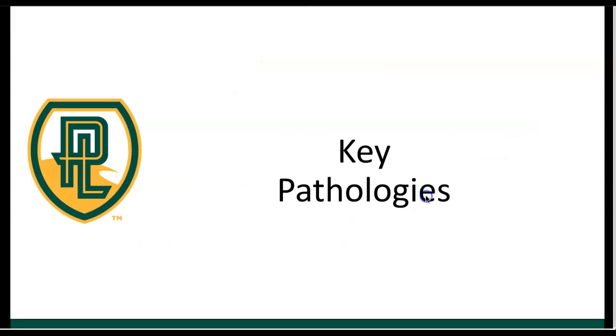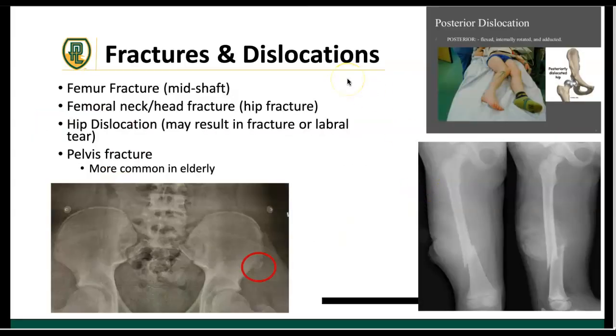So let's talk key pathologies. The first group of key pathologies is going to be any type of fracture or dislocation to the hip. And I'm going to talk more in detail about these on different slides. But the first one is a femur fracture. And when I say femur, what I'm referring to is a mid-shaft fracture. So that's a medical emergency anytime we identify that.